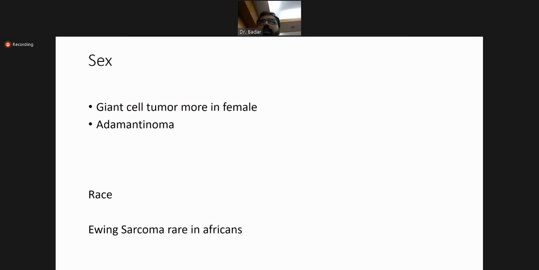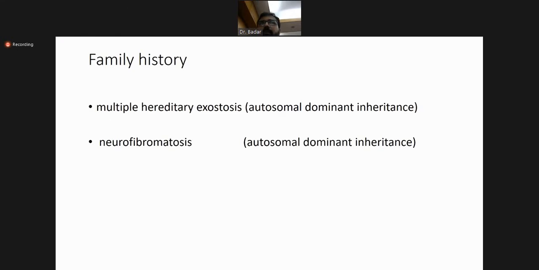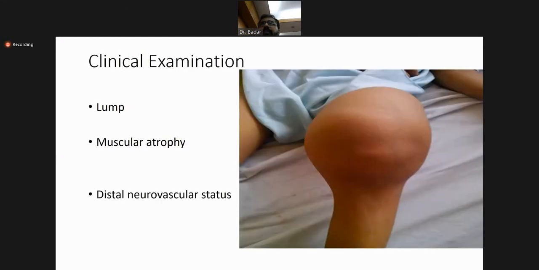And the second thing we ask in the history is the sex. Giant cell tumors are more common in females. Adenocarcinoma are more common in females. After sex, we ask about the race. Ewing sarcoma is rare in Africans. The family history is also important: multiple hereditary exostoses is autosomal dominant, and the family runs with these swellings. Neurofibromatosis, again autosomal dominant, is one of the tumors that can run in the family.